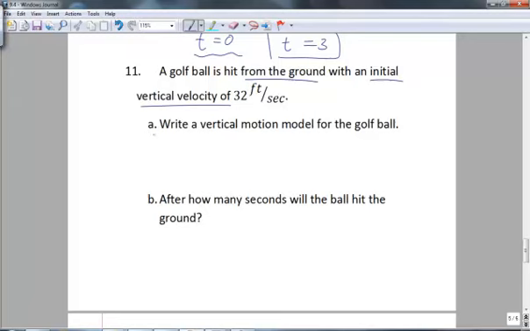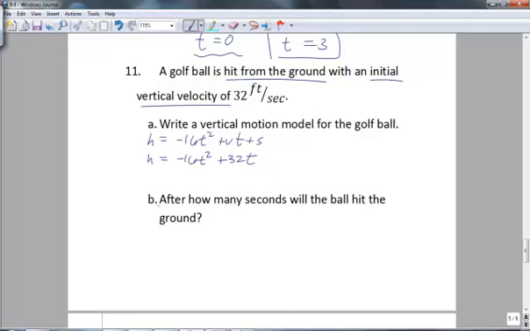Okay, so your vertical motion model is h is equal to negative 16t squared plus vt plus s. And we know that there was an initial vertical velocity of 32 feet per second. So we're going to put 32 in there for v. We also know the ball was hit from the ground. That means the starting height is 0. So in place of s, we could put a plus 0, or we could just leave that off. This is the vertical motion model for the golf ball at any particular time.